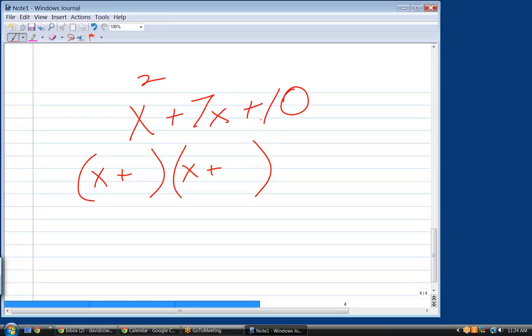The third step is quite simple in this case, and it is we need factors of 10, meaning two numbers that multiply together to give you 10, that add, because of this plus sign, to the number 7. Well, what factors of 10 add to 7?